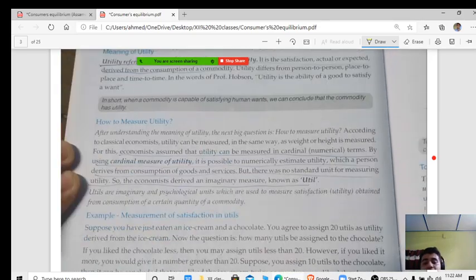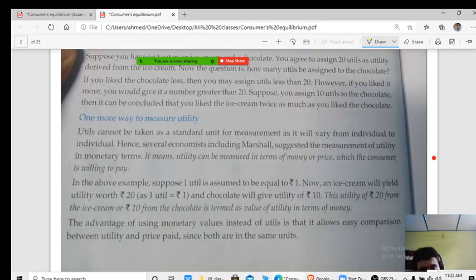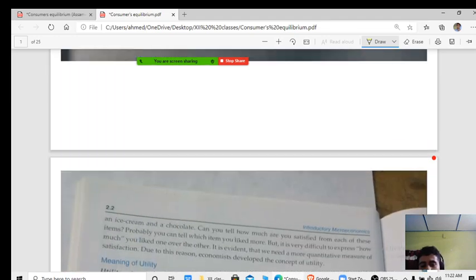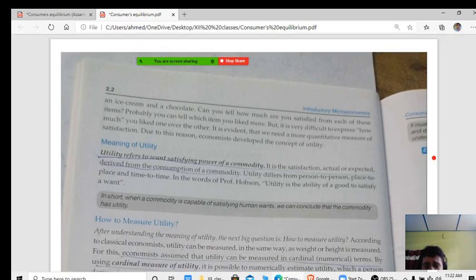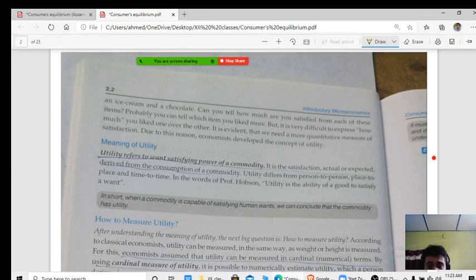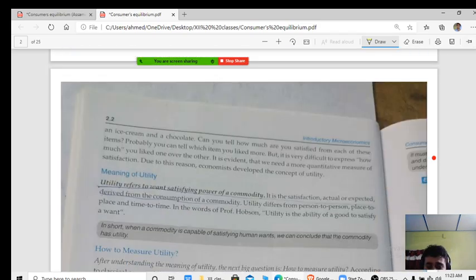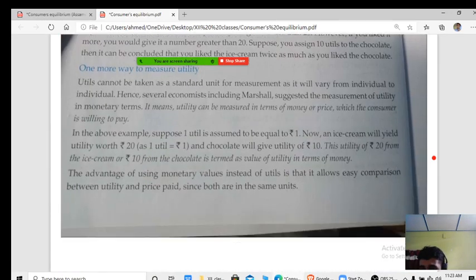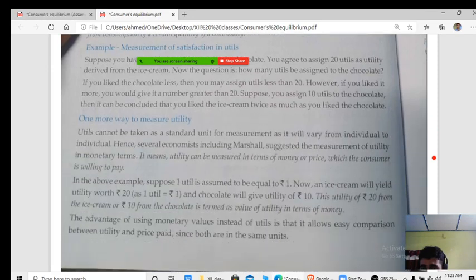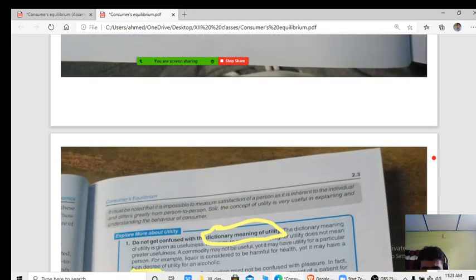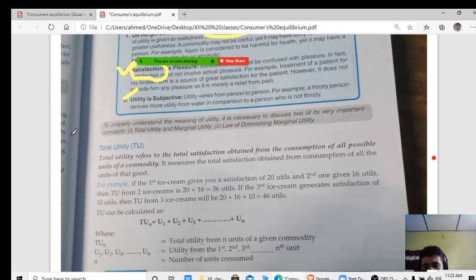Now let's go to the cardinal measurement of utility. How will we measure utility exactly? Are there different types of utility? The two types of utility that we are measuring here are marginal utility and total utility. We will see these definitions here. If you need this, I will also send it to you. Let's go with total utility first.